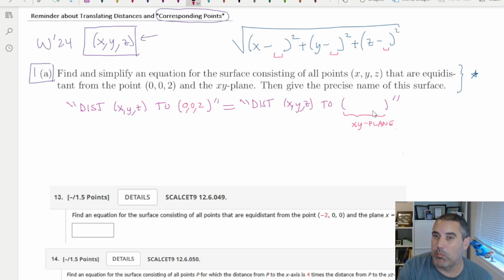Now you should know, if you have a point on the xy plane, that this is 0. And there's an easy way to fill in the other two pieces. And so this is how fast these questions can be. I'll say a little bit more about this.